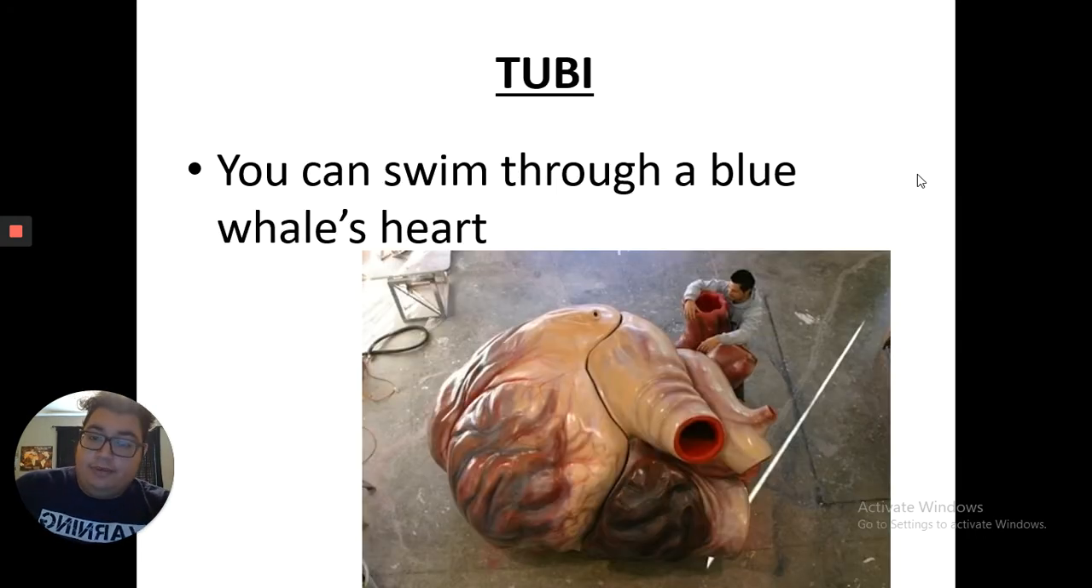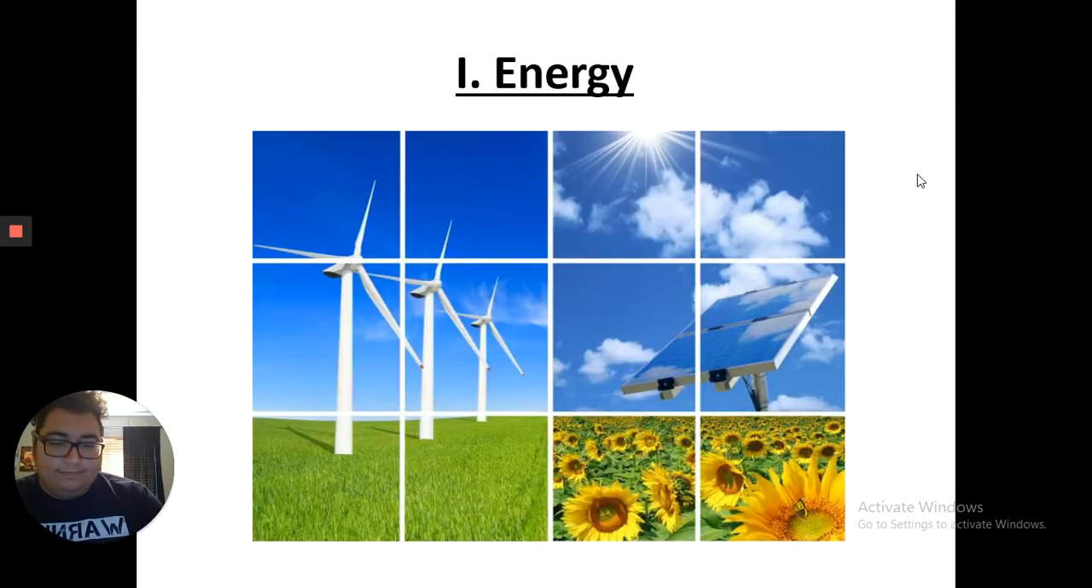Your totally useless bit of information for the day is that you can swim through a blue whale's heart. That's scary to me. That is a massive thing. If I, Mr. Stewart, can get through this thing and not get stuck. And then it gives you Jonah and the whale a new perspective. It's like, oh, that's massive.